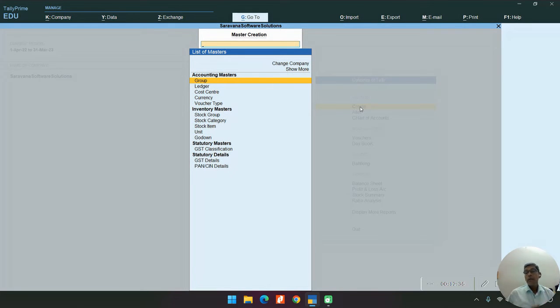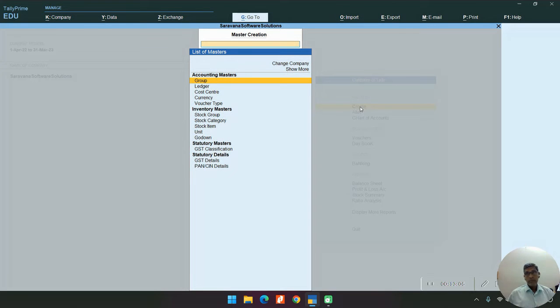individually. Then unit of measure: how am I going to measure my materials and products, like quantity, like kilogram, like pieces. Especially when you are going to deal with GST, it is a must that you define the unit of measure.